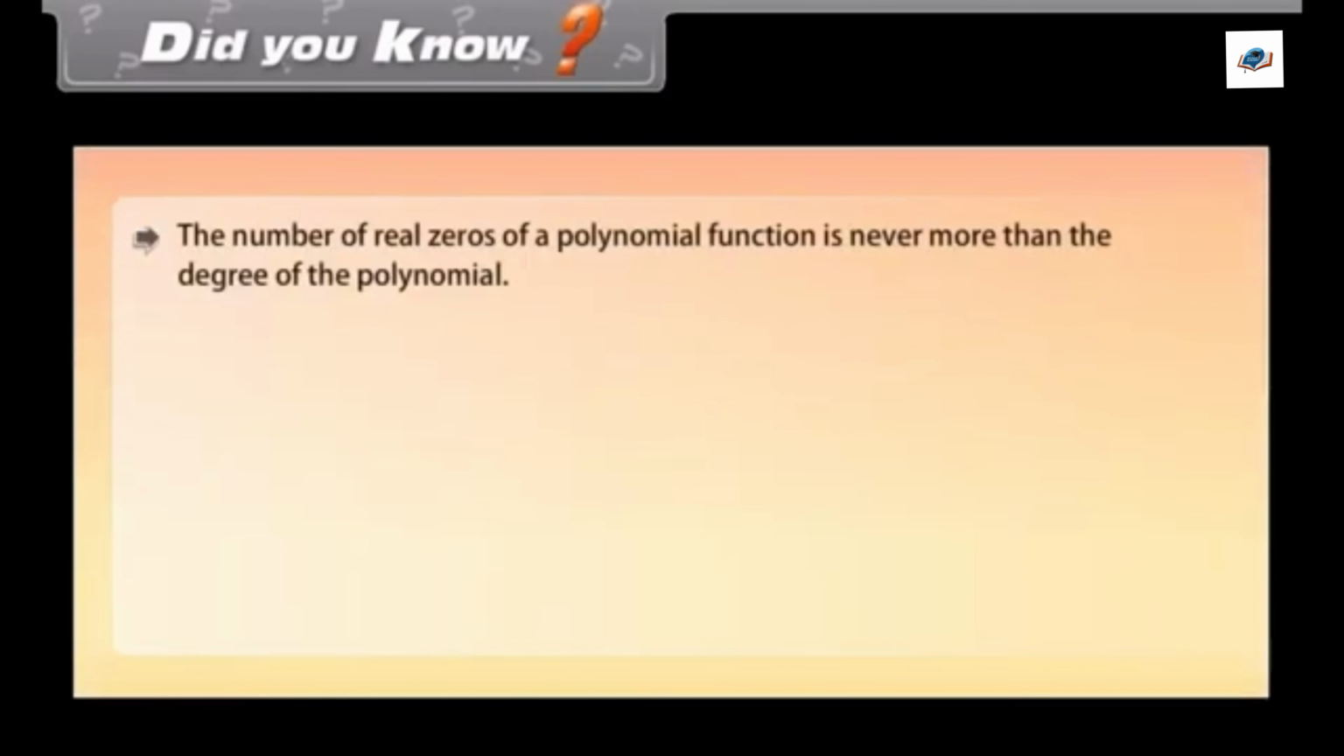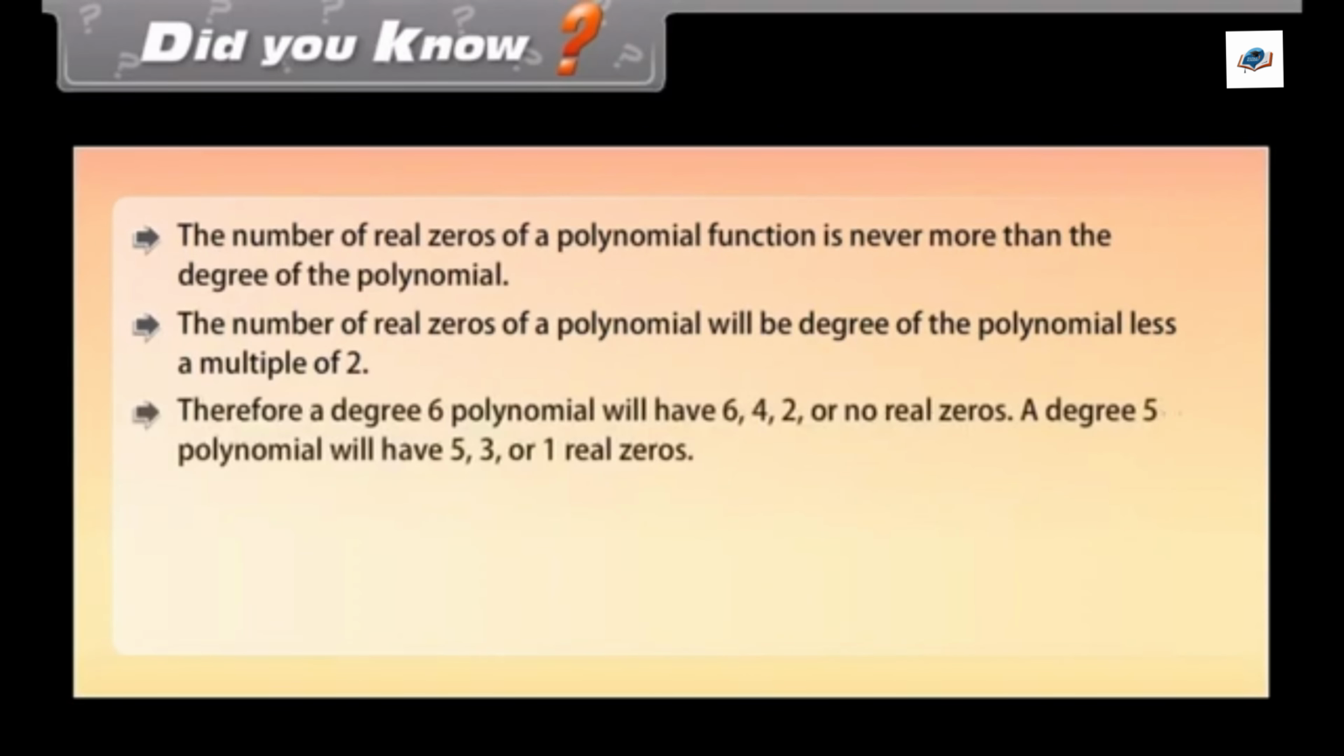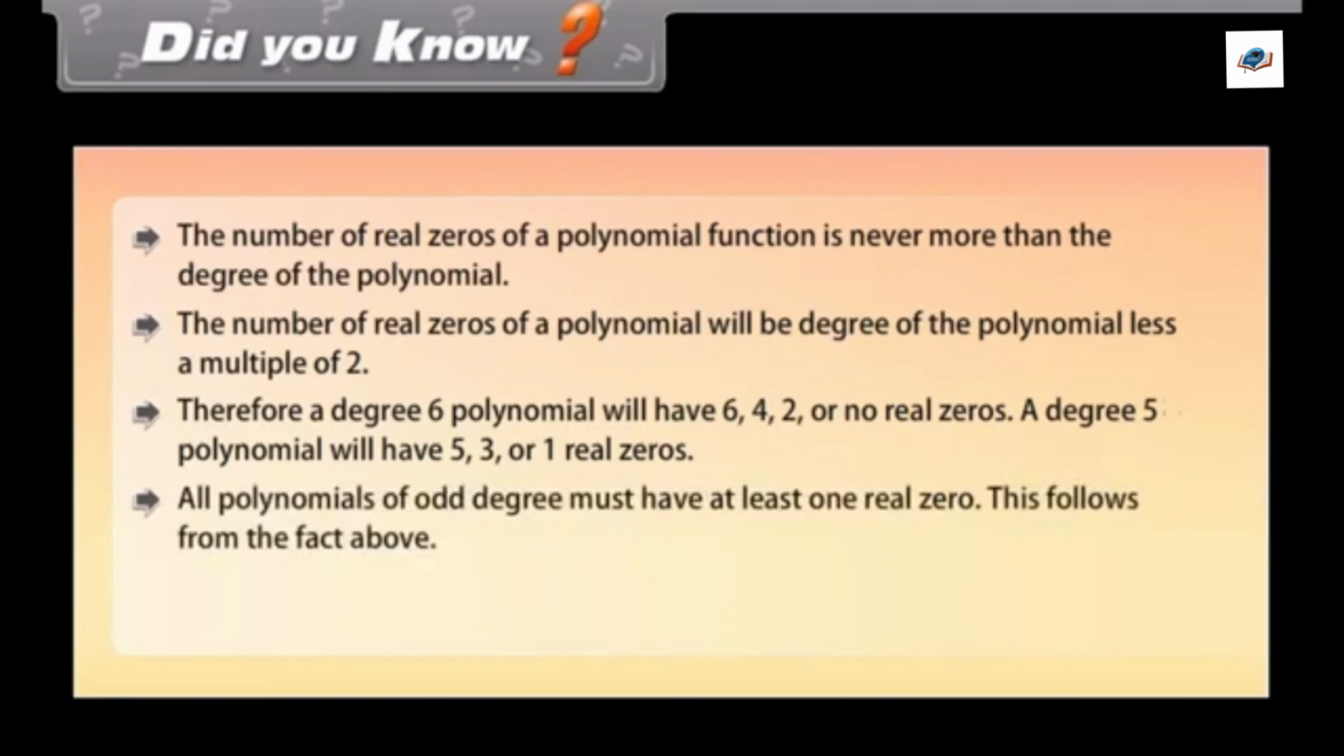Did you know? The number of real zeros of a polynomial function is never more than the degree of the polynomial. The number of real zeros of a polynomial will be the degree of the polynomial less a multiple of 2. Therefore, a degree 6 polynomial will have 6, 4, 2, or no real zeros. A degree 5 polynomial will have 5, 3, or 1 real zeros. All polynomials of odd degree must have at least one real zero. This follows from the fact above.